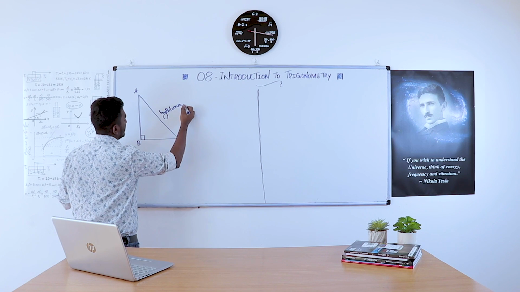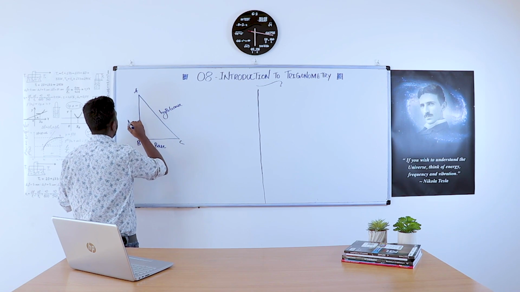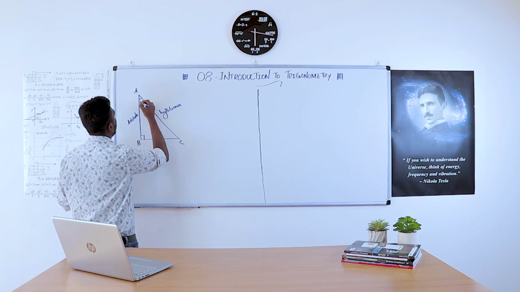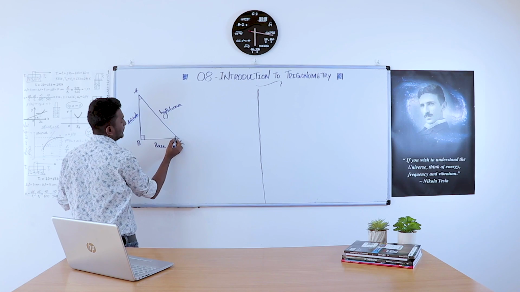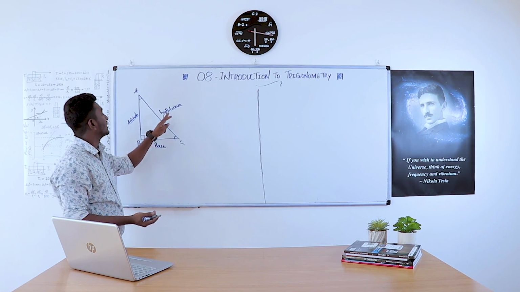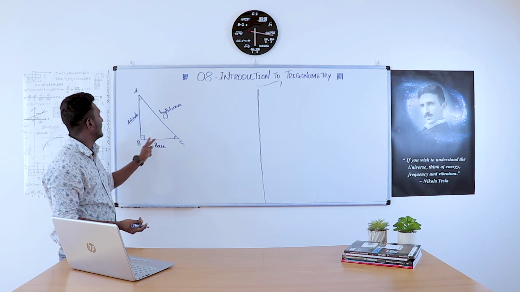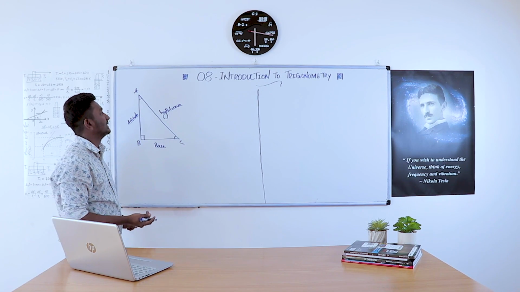This is the hypotenuse. And this is the base. And this is the altitude. This is angle A. This is angle B. This is angle C. So three angles. So hypotenuse, altitude and base, and three angles, angle A, angle B and angle C.